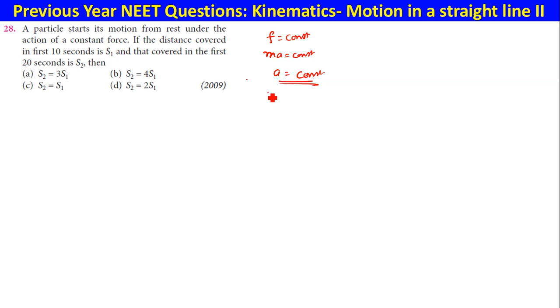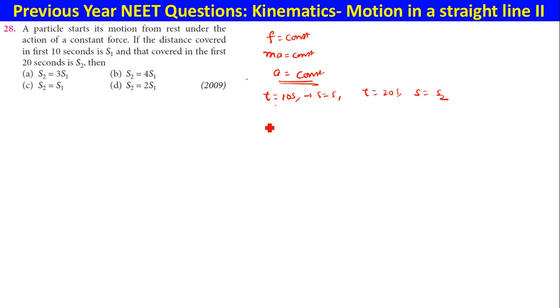If the distance covered in the first 10 seconds is s1, and the distance covered in the first 20 seconds, that means t is equal to 20 seconds, is s2, what will be the relation between s1 and s2? Out of curiosity, we might simply say that time has become double, so distance also will become double. No, that is not the criteria. We need to apply the equations of motion.